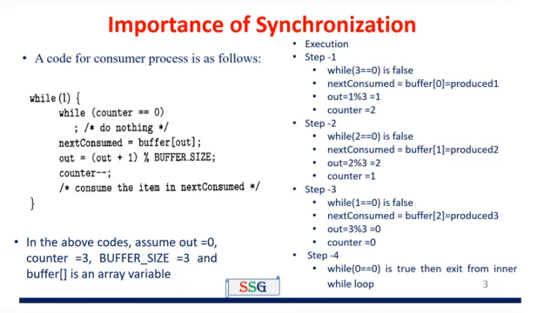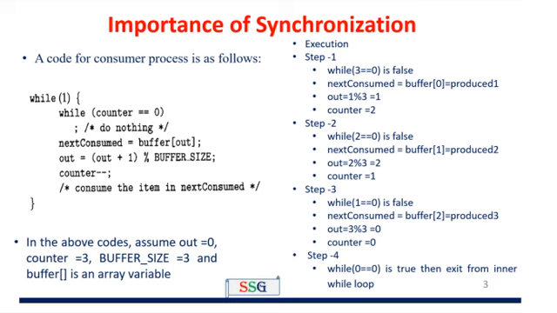Okay, the first condition: while counter equal to 3 equal to 0, the condition is false. Condition false means go to the next consumed statement. Next consumed equal to buffer of out. Initially the out value equals 0, so out is buffer of 0. Buffer of 0 is already in the producer side, the variable produced 1. The first produced item is consumed here.